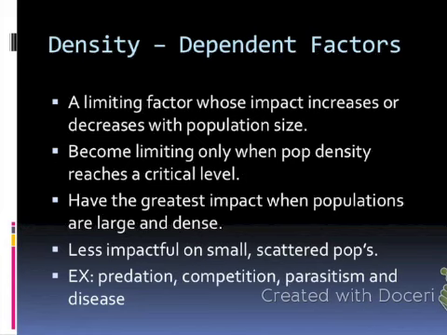Good examples of density-dependent factors: predation. There are the ageless examples of the lynx and the hare population, and the wolf and the moose population, and the coyote and the rabbit population is also an example of predation. Competition is another example of a density-dependent factor that increases as the population gets larger. And then parasitism and disease.